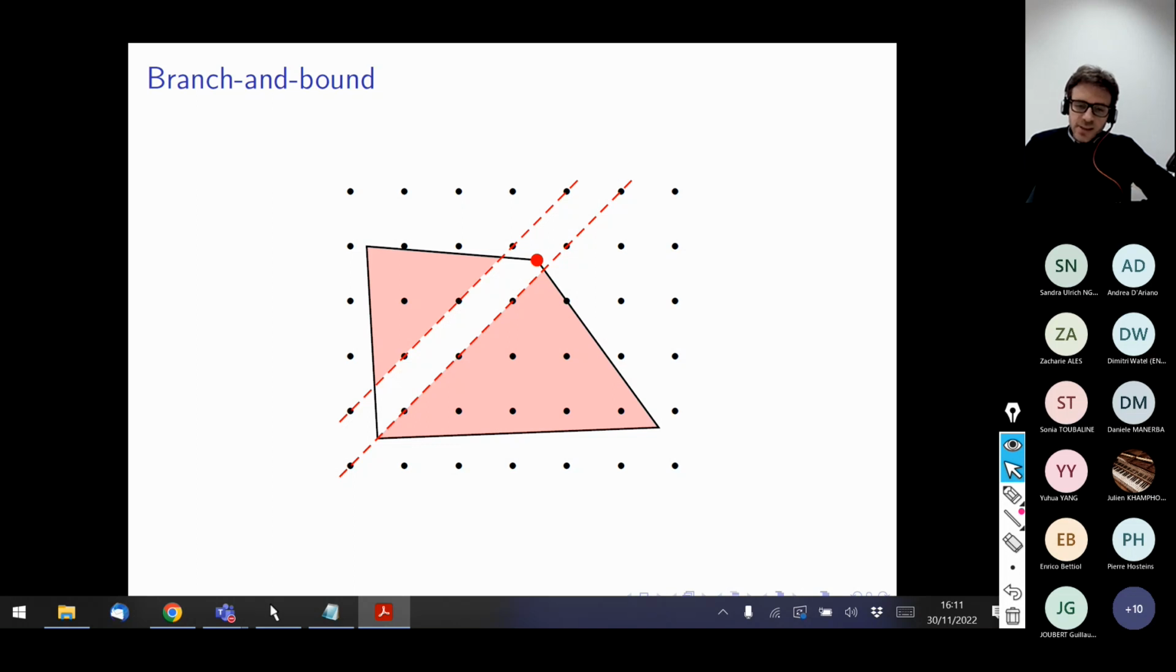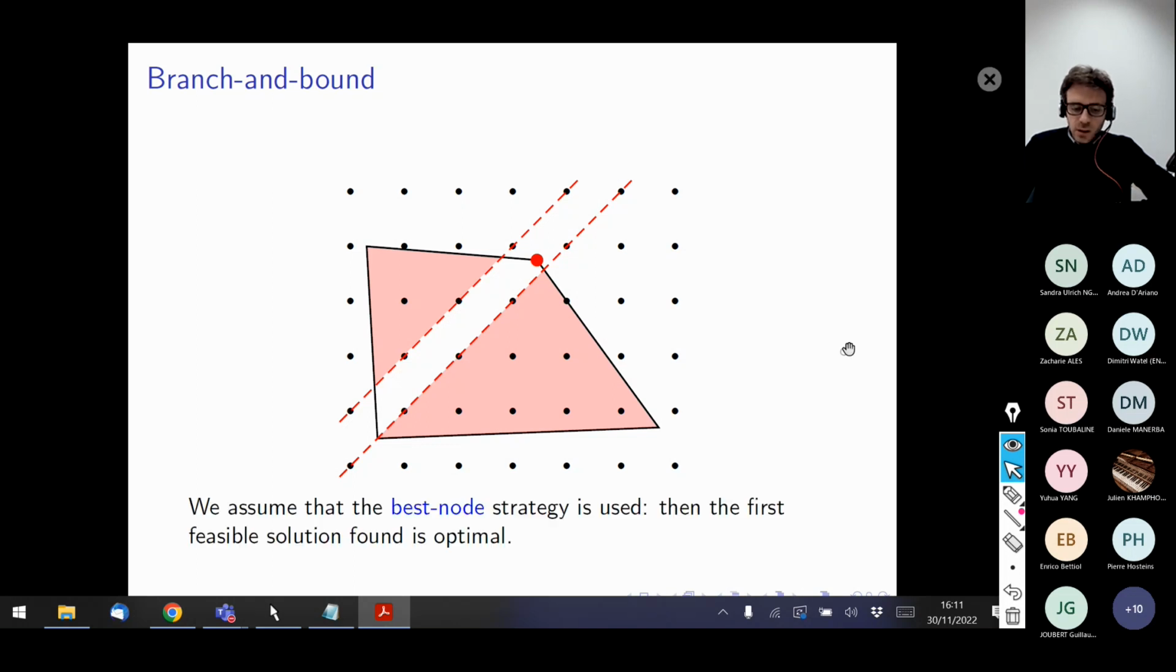In our study, to simplify things, we assume we always use the best node strategy when selecting the next node to process in the branch and bound tree. So we always take the node which has the most promising linear programming value, or at least the continuous relaxation value, because this simplifies the analysis: you know that the first feasible solution that you find is also an optimal solution if you use the best node strategy.